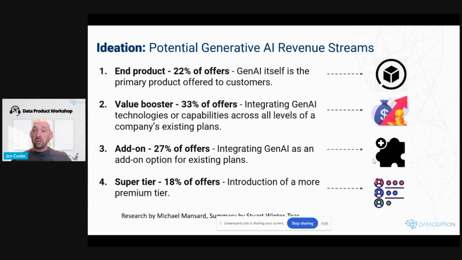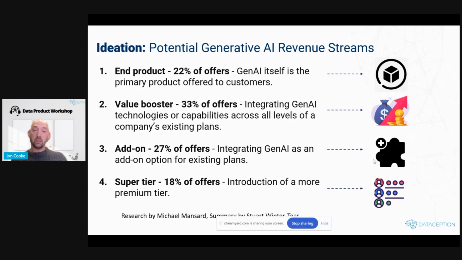You can also use GenAI as a revenue stream itself, and this is an interesting piece of research done by Michael Mansard, and Stuart Winter did a nice summary for it. I saw this today, and I thought I need to include it because it really is what a lot of firms are doing, looking at GenAI in a number of different ways to add to their product portfolio. Some companies are doing it as a full end product. Some are using it as a value booster, where they're augmenting their existing process. Some are looking at it as an added option for existing plans.